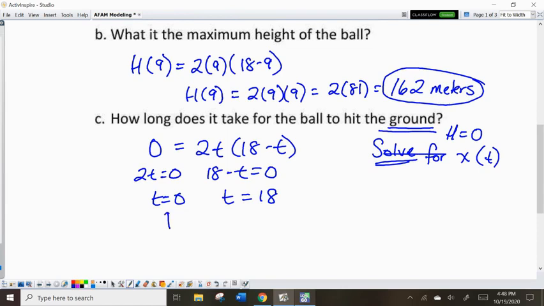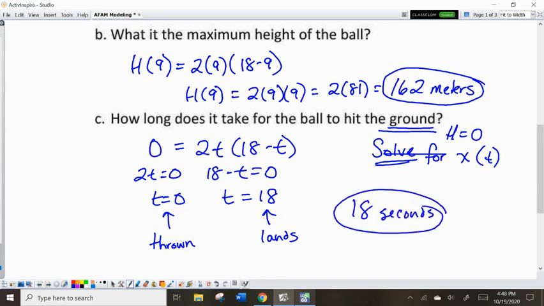So if time equals 0, this is the exact moment that the ball was thrown, and this is when it lands. So 18 seconds is how long it would take to hit the ground.